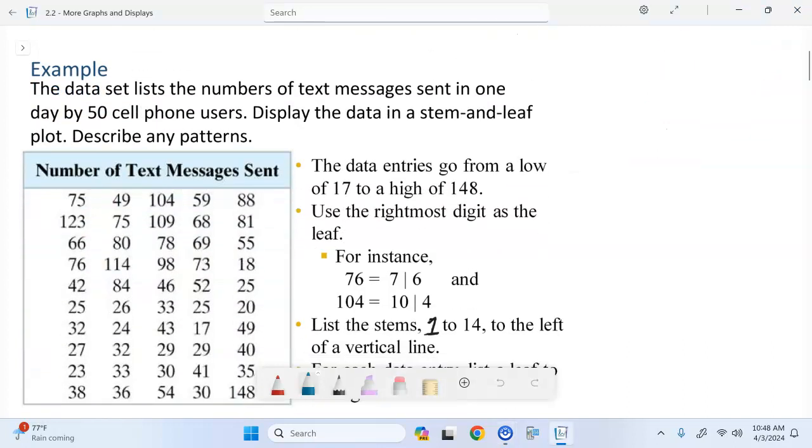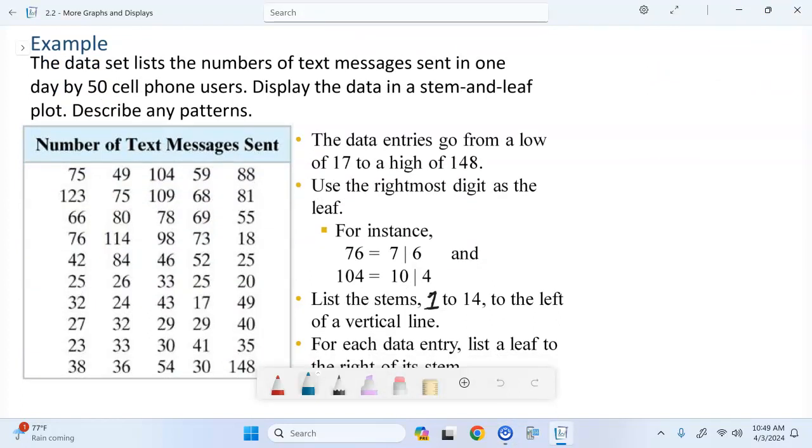So we have a set of data here: 50 cell phone users and the amount of text messages they sent in one day. Display the data in a stem and leaf plot. We want to look at the minimum and the maximum. Just like with our frequency distribution, we first want to identify the minimum and maximum value because we need to know what stems we need. We look through the data set and see that we have a minimum value of 17 and a maximum value of 148. So I need stems that go through that whole range.